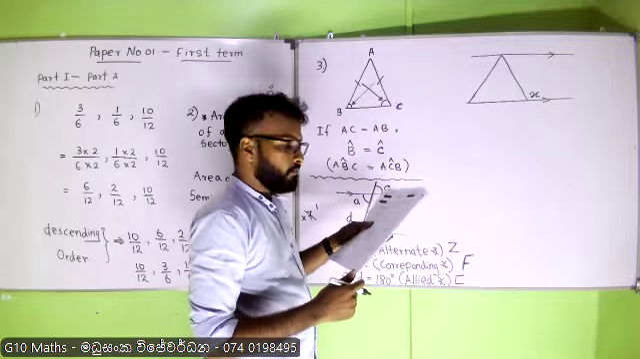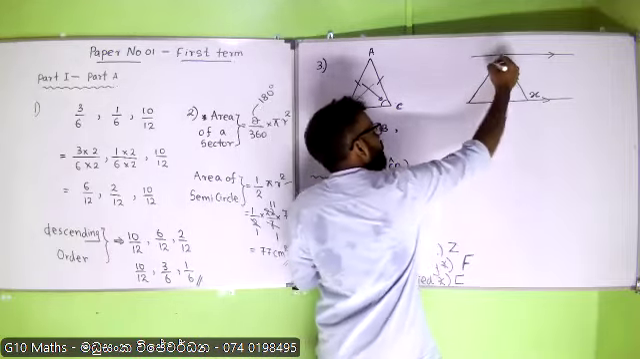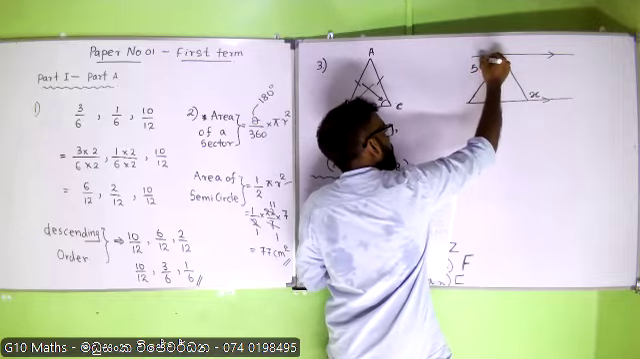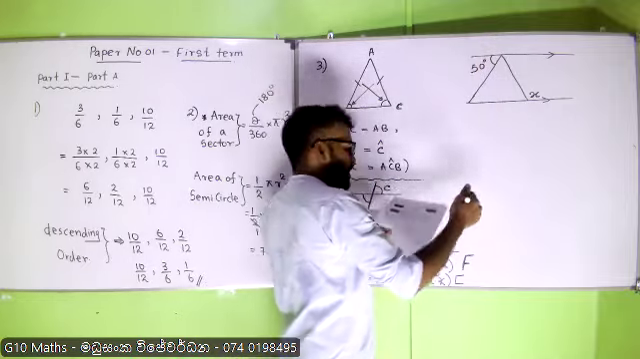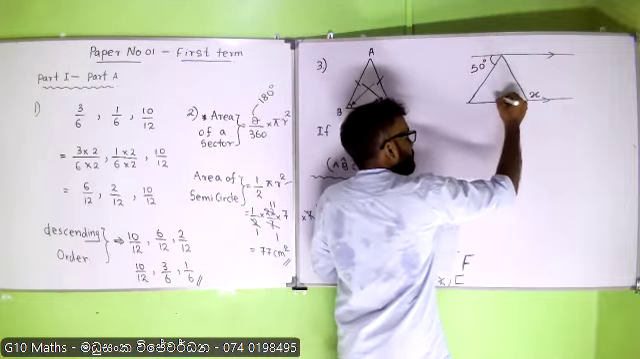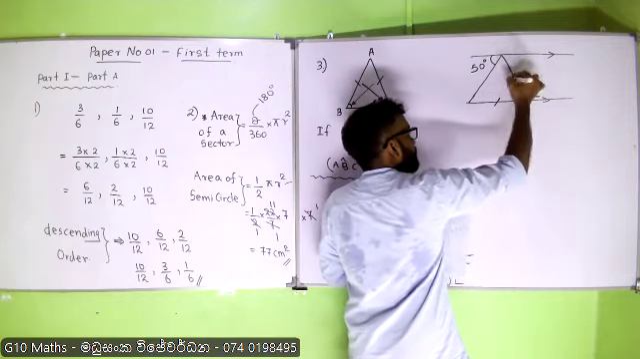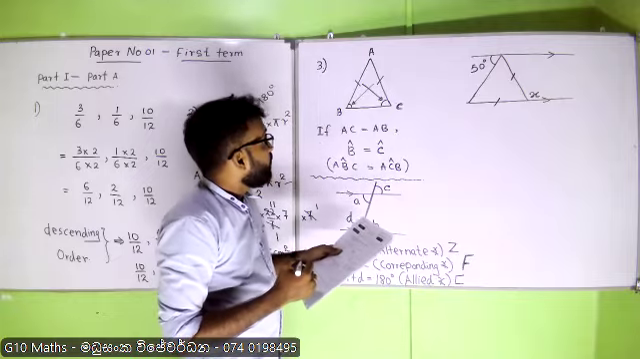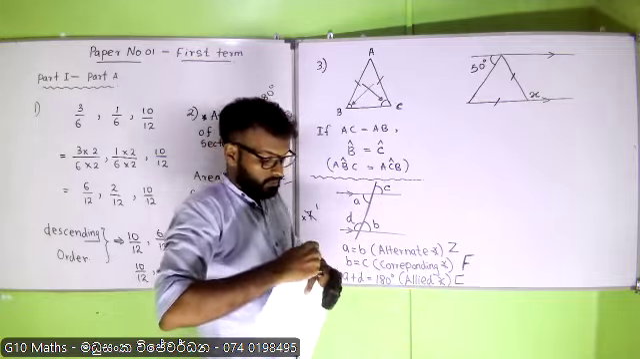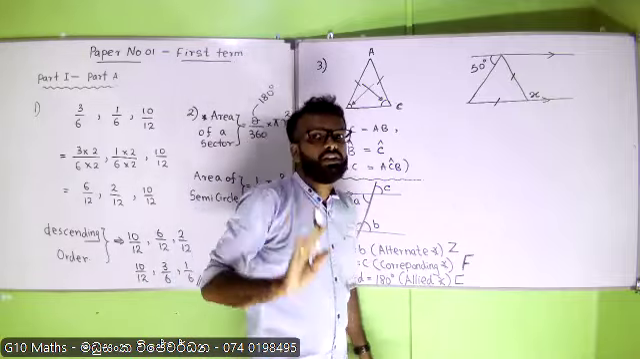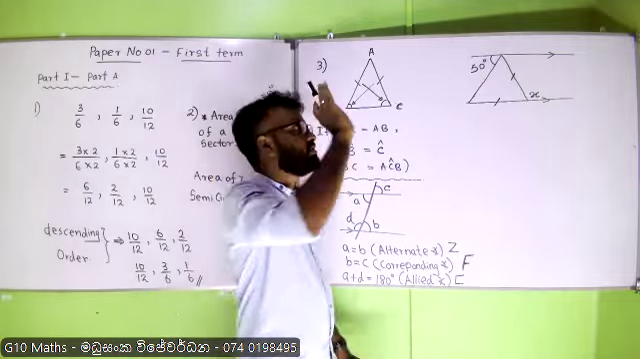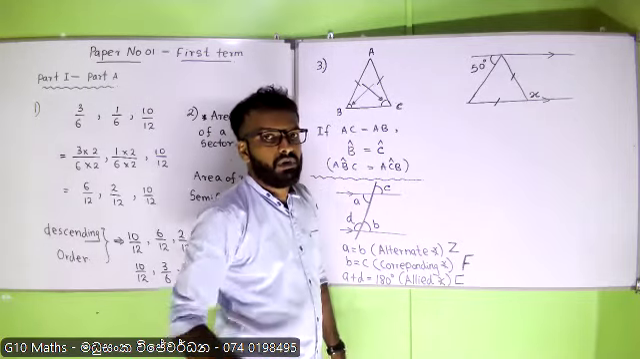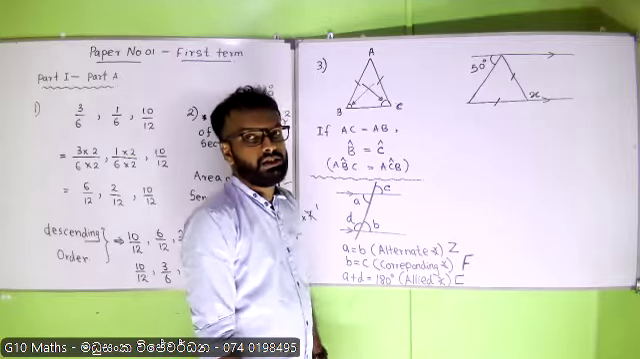Then they have given you that this is 50 degrees, and they have marked this side equals this side. Then they are asking for the value of x. They have only given this data. So by using this data, you need to find the value of x. How to find it? Let's do this.